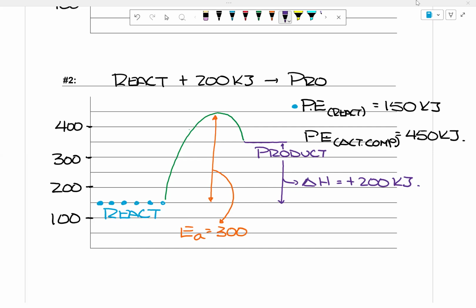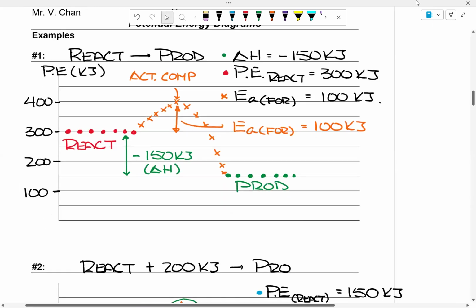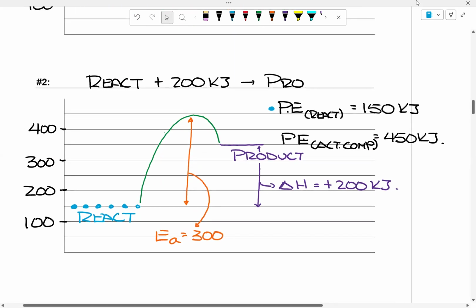All right, folks, hopefully you folks had some time to draw, and this is where you should have gotten this particular potential energy diagram. Now, the one thing that I wanted to highlight for you folks is you want to make sure you know the difference between the activation energy and the activated complex. So in my previous example, I gave you the activation energy for the forward reaction was 100. So that's why I went from 300 all the way to 400. In this particular case, notice I gave you the potential energy of the activated complex, which was 450.